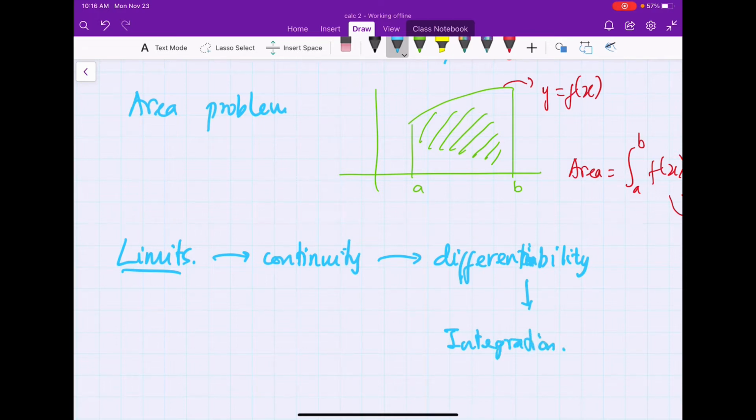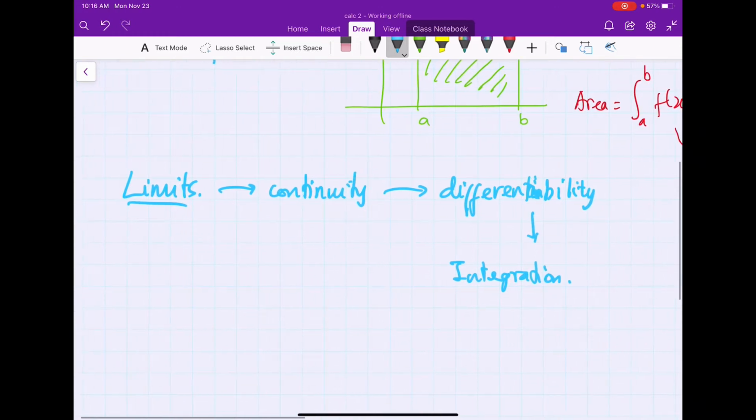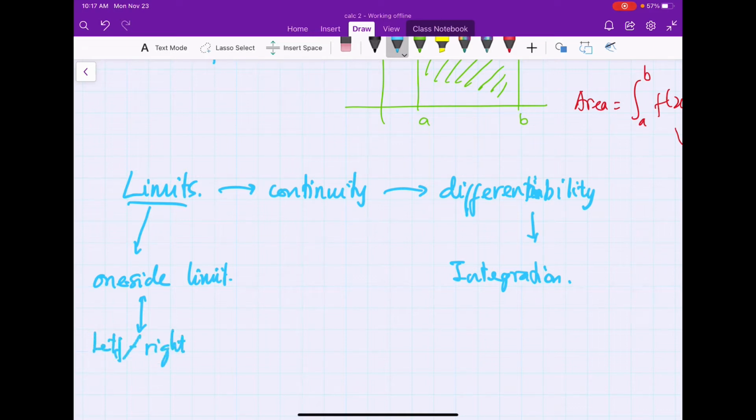For limits, we always need to remember that when you consider the limit of a function at some point, you need to consider two sides, the left limit and the right limit. I always say one side limits. So if the left and the right limit are equal, then the limit exists. Don't forget that. I write it short: left and right limits.